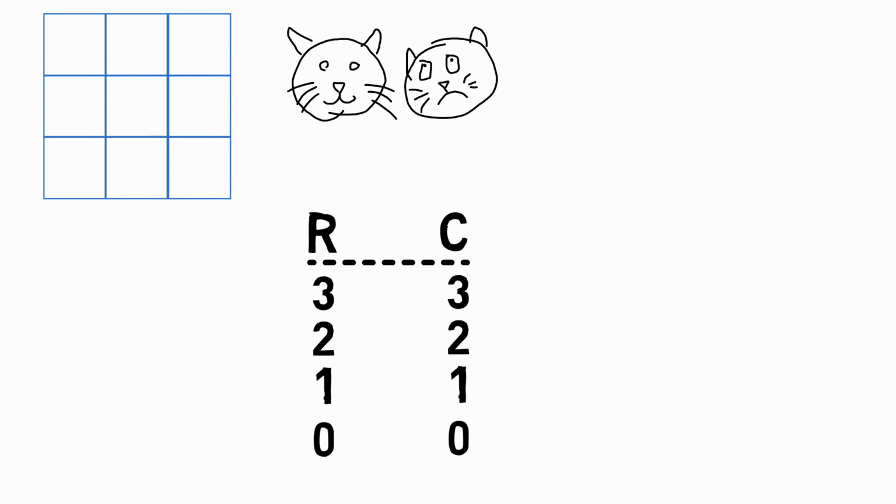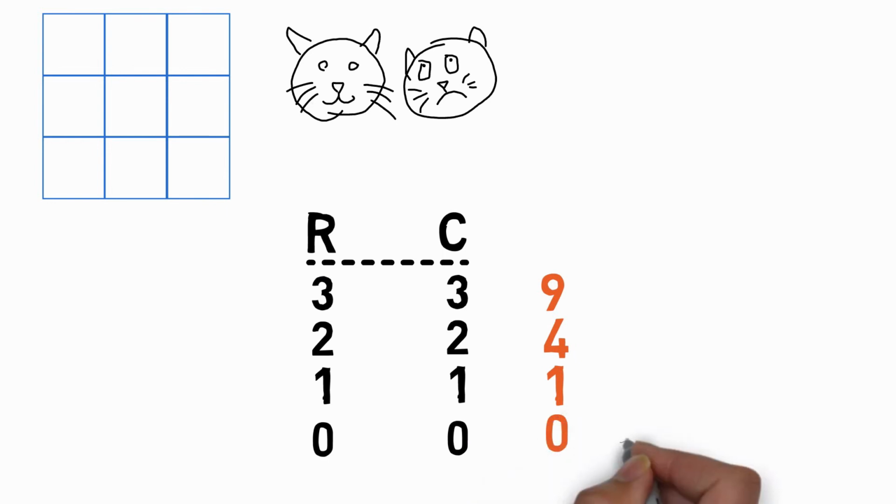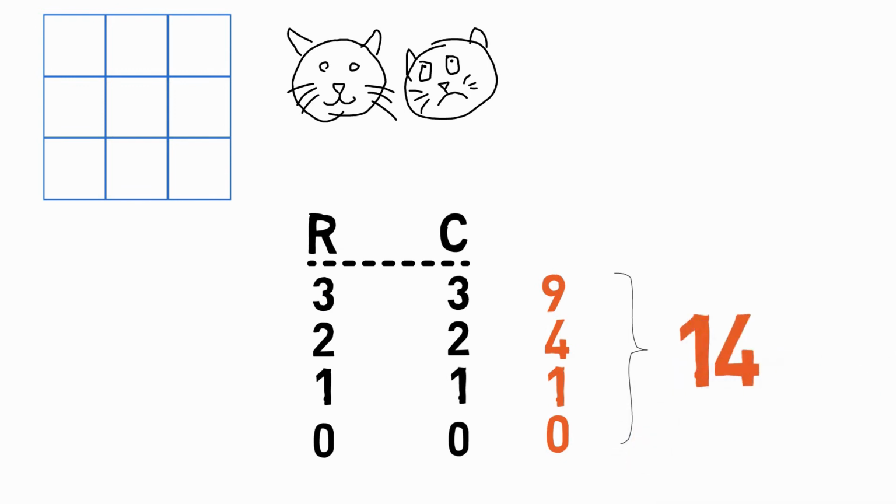So let's do so. Having done so and reached our zeros, we'll start looking at the elements of each row and multiply them with one another. So 3 into 3 is 9, 2 into 2 is 4, 1 into 1 is 1, and this is 0. Now we will add up our results. 9 plus 4 plus 1 gives us 14. And that, guys, is our solution.